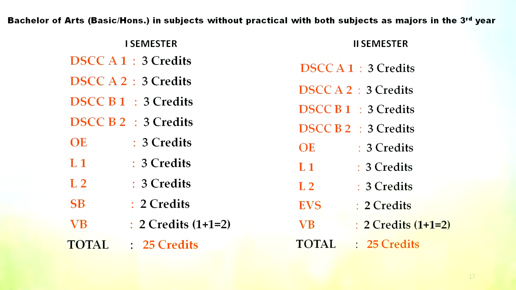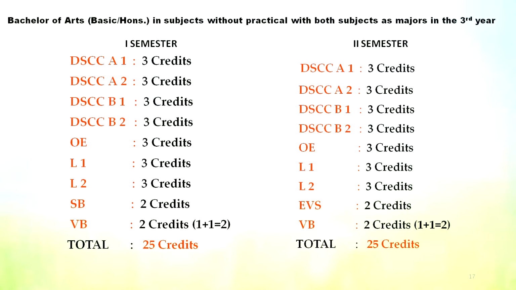Then one open elective subject which the student has opted for will get him 3 credits. Each of the languages will get him 3 credits each. The skill-based course will get him 2 credits and the value-based course will get him 2 credits. So overall, at the end of the first semester, the student will collect 25 credits.